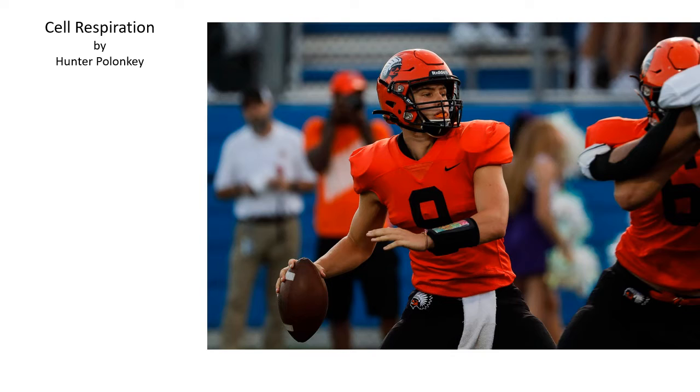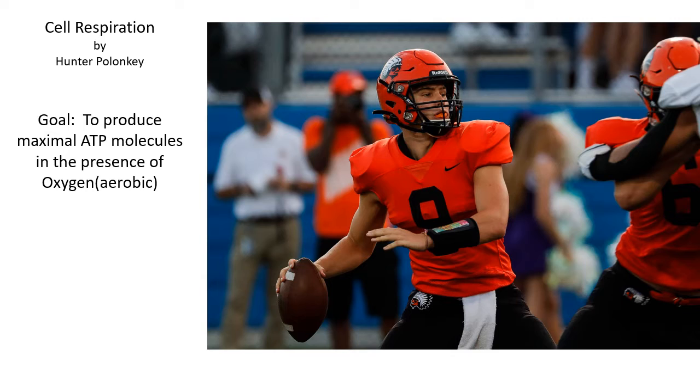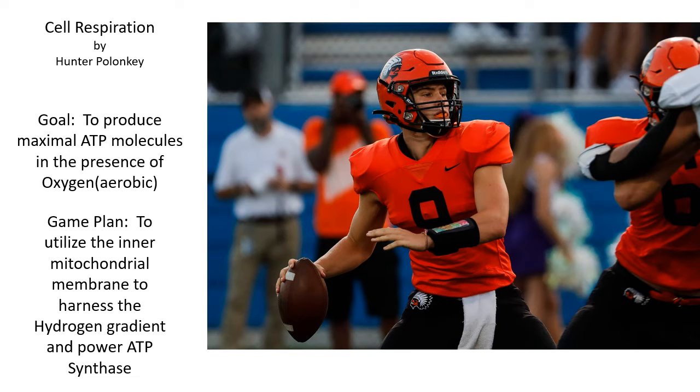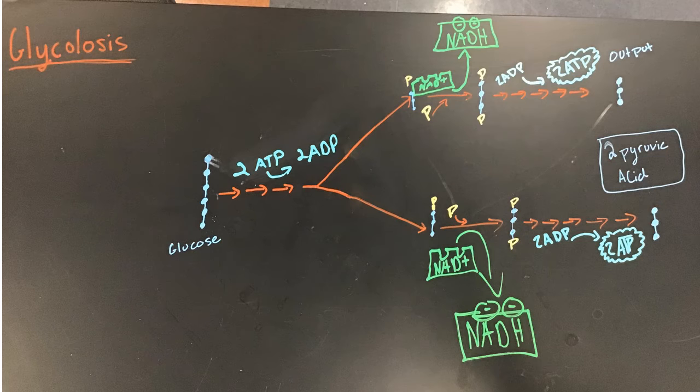Cellular respiration accounts for the majority of all energy used by eukaryotic cells, and our goal is to produce maximal ATP molecules in the presence of oxygen, which is aerobic. Our game plan is to utilize the inner mitochondrial membrane to harness the hydrogen gradient and power ATP synthase. So our first step in cellular respiration is glycolysis.